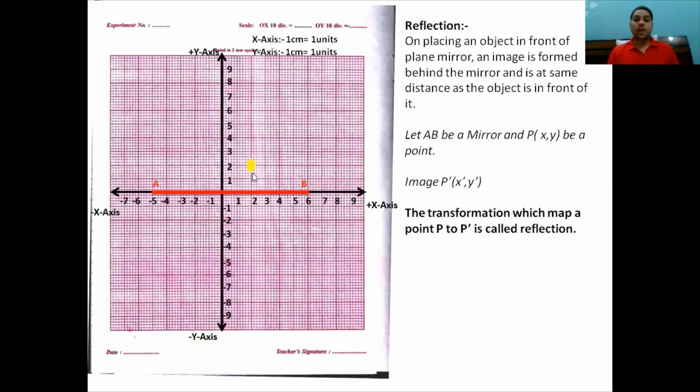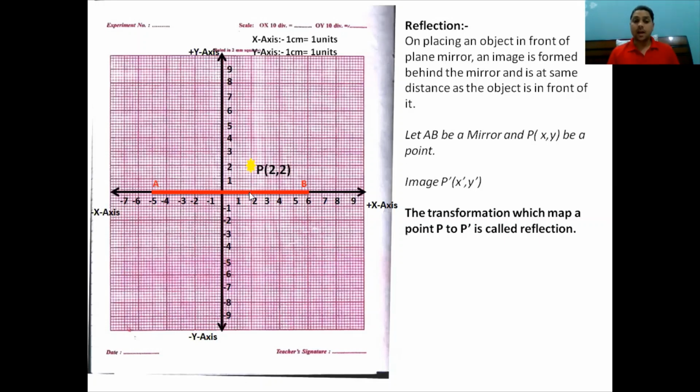Suppose we have a point P here. What are its coordinates? We proceed again along the x-axis 1, 2 and then 1, 2. So this point P has coordinates (2, 2) here. It is placed in front of this mirror. So we have a mirror here at this place, and the distance between them is 1 and 2 here.